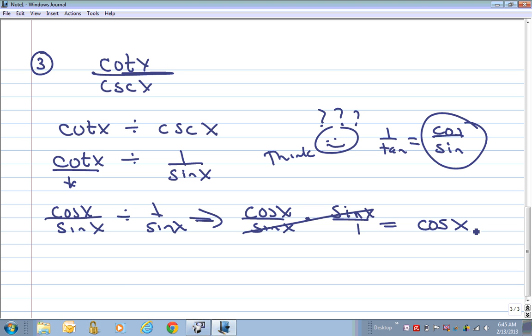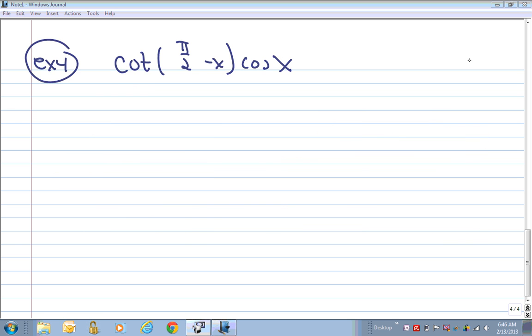And all this simplifying is going to be very important when we verify, and then even more so when we evaluate and solve our equations. All right, let's move on to example 4. All right, for example 4, we've got a couple of different identities.